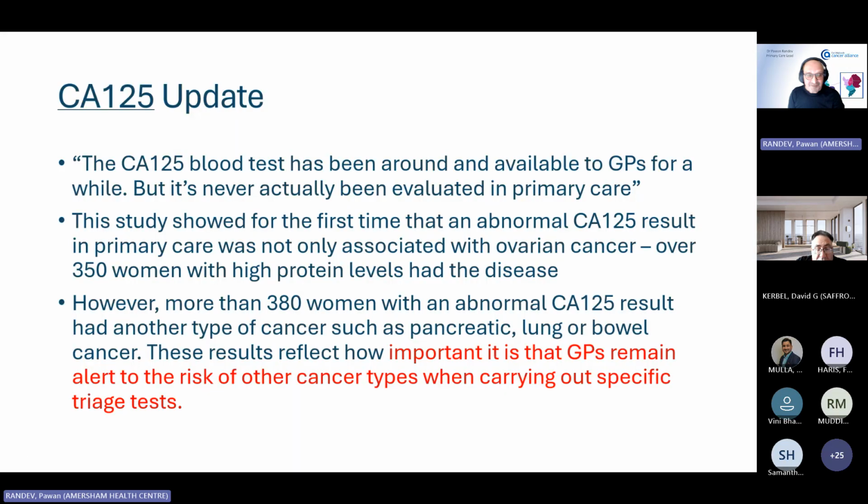So that's self-requested chest x-rays, that's fit testing and platelets. Let's move on now to think about CA125.